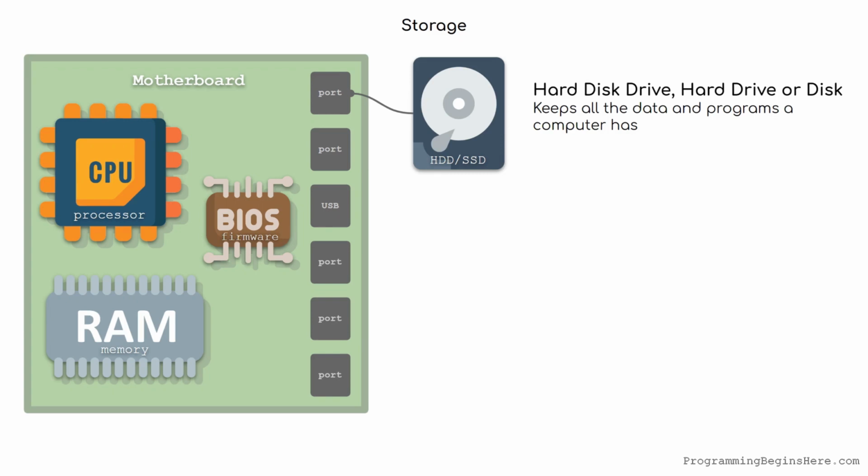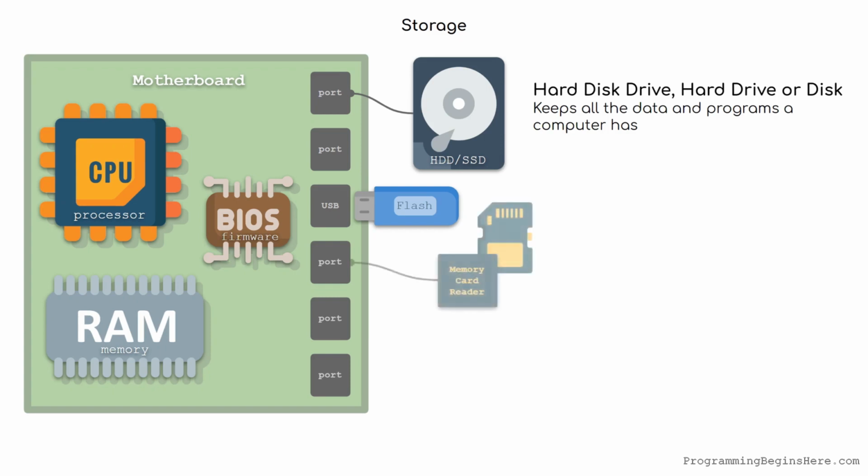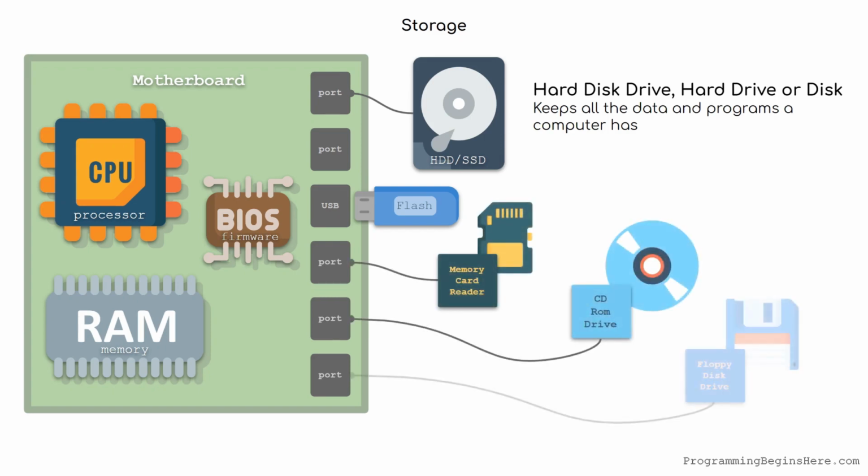There are also other kinds of storage, for example, USB flash drive. Also, there are devices which allow you to plug and unplug storage volumes. For example, memory card reader, CD-ROM drive, and even floppy disk drive, which is long dead but still famous because software keeps using its picture as a save document icon.